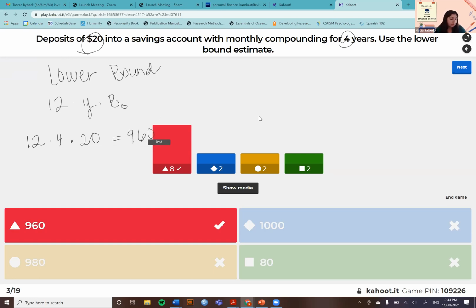The reason we're doing 12 times 4 is that there are 12 months in a year, and we're doing it for 4 years. So that would be 48 months that we're giving $20. That's why it's a lower bound estimate of how much money we would have in our account. If there are any questions about that, put them in the chat. It doesn't look like there are any questions, so I'll go to the next one.